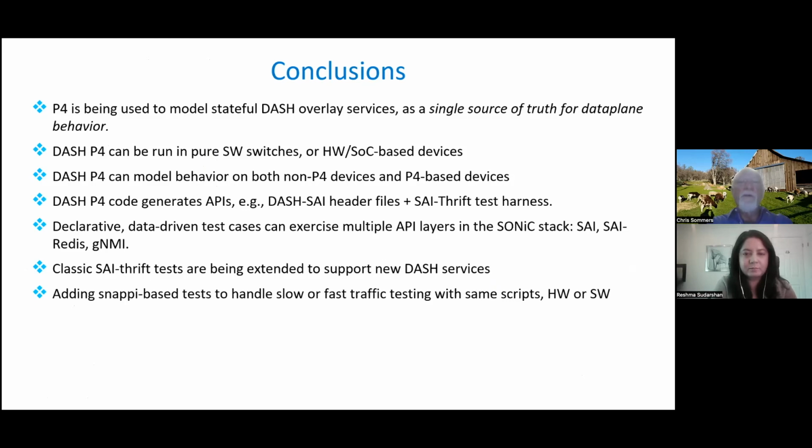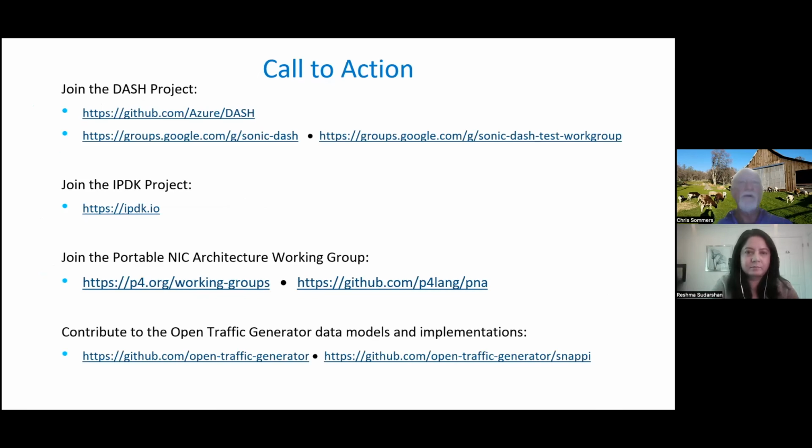We're also using P4 to generate the programmatic API using SAI, and also it can generate the SAI Thrift test harness. So we really have a single source of truth that generates not only the implementation, the reference model, and even the test framework. We're going to use declarative test cases to exercise multiple device types and multiple software APIs. And finally, we're going to extend the classic SAI Thrift tests with Snappi-based tests to handle slow and fast traffic with the same scripts.